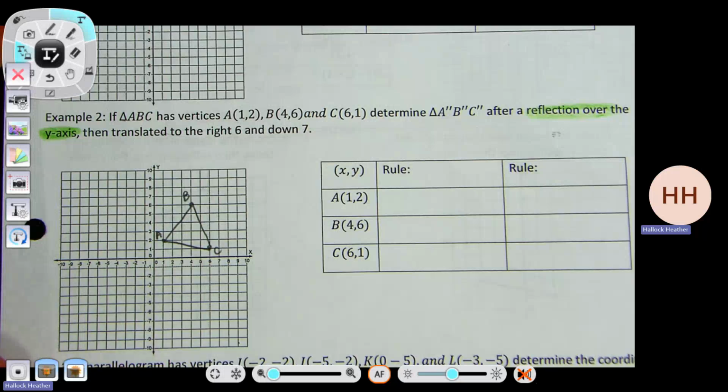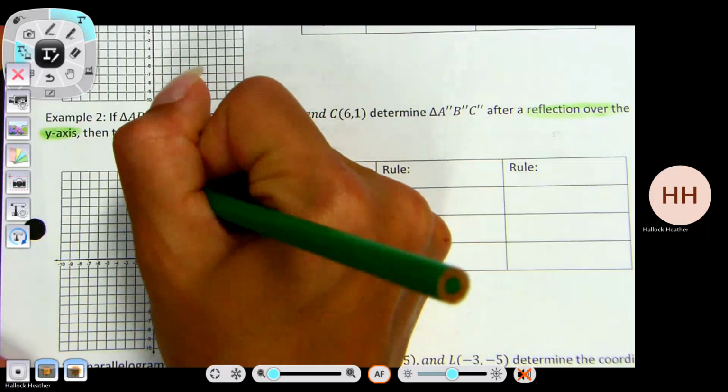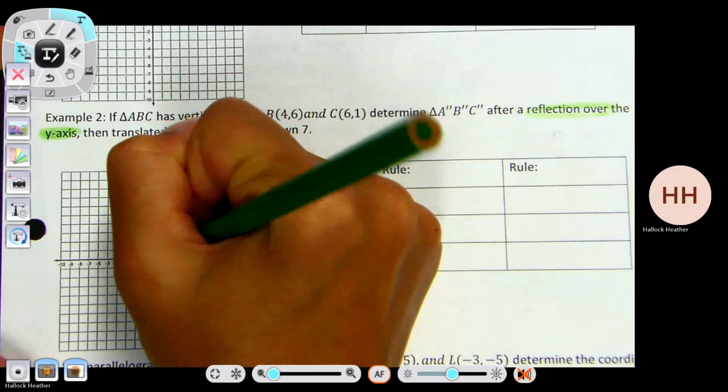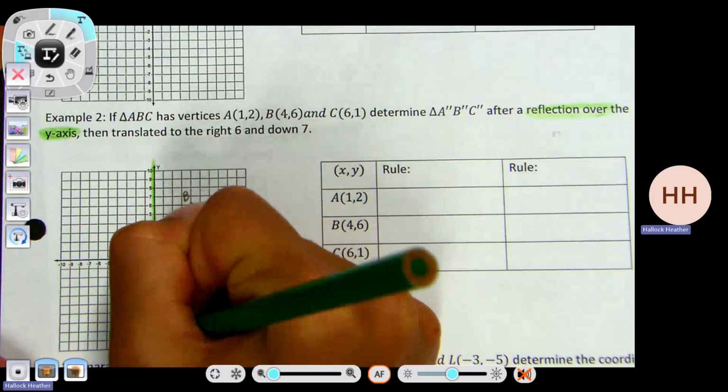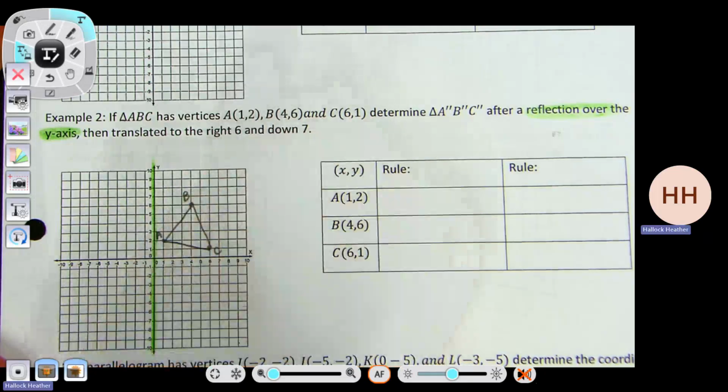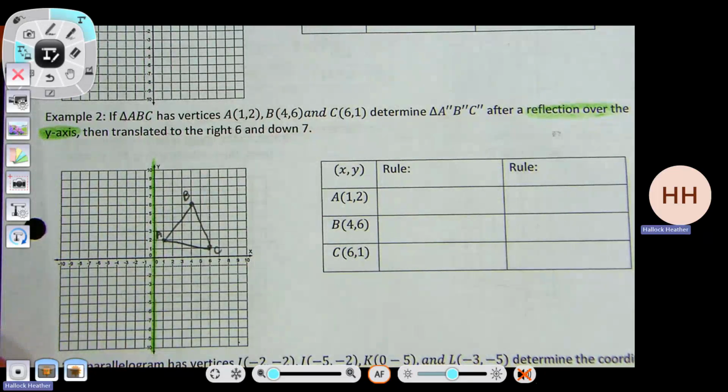Is that a horizontal line or a vertical line? Vertical. So we're going to put in our vertical line, the y-axis, and we are going to count. Whatever's on the right side ends up on the left side. So you're going side to side.